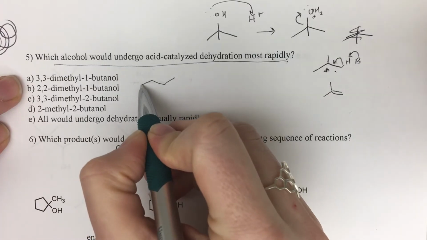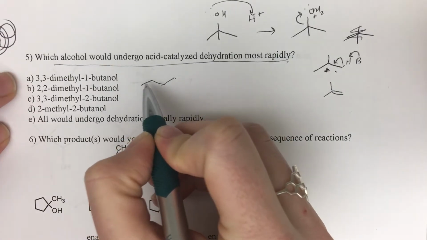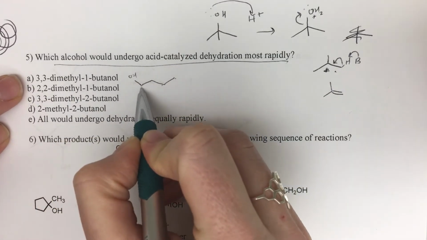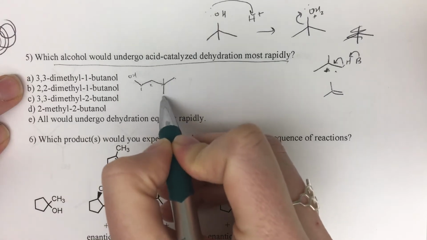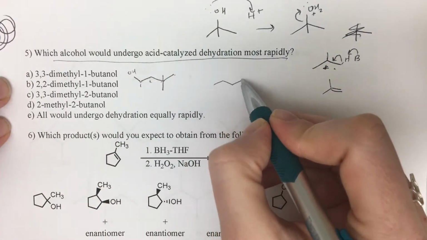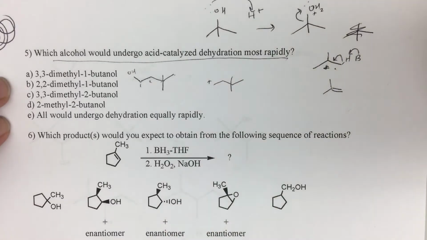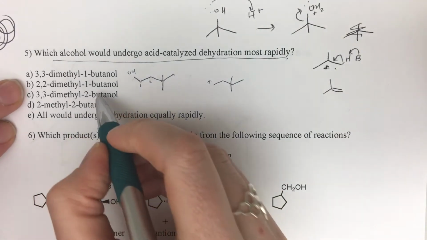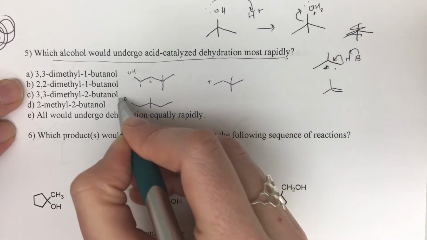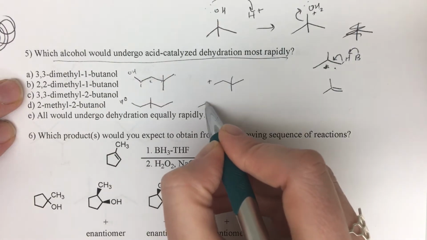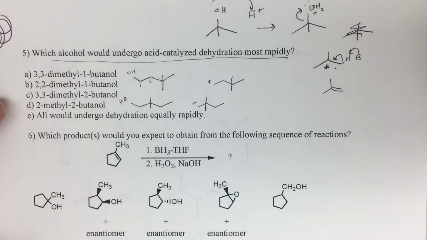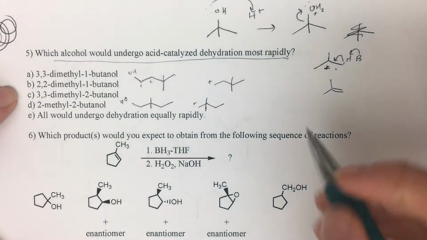3,3-dimethyl-1-butanol, so butane is 1, 2, 3, 4. If it has an alcohol on carbon 1, and then carbon 3 has 2 methyl groups, then that's going to give you a primary carbocation. That does not happen very well, so that's probably not going to be your option. 2,2-dimethyl-1-butanol is the same basic structure, but it's moved over 1, so you'd end up with this, and that could undergo rearrangement, so that would be a better option, but still not a great option.